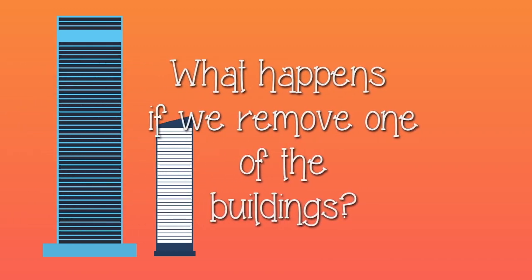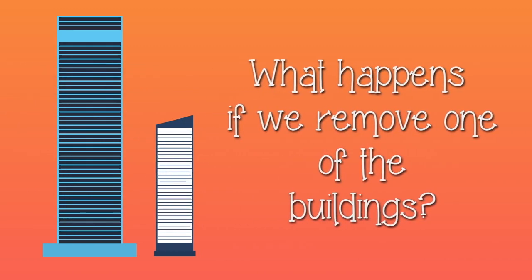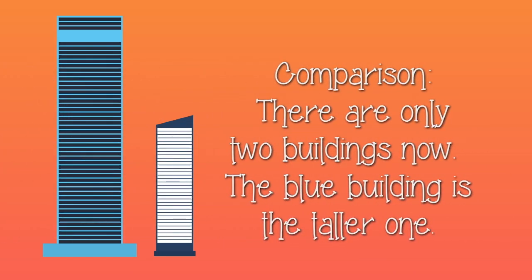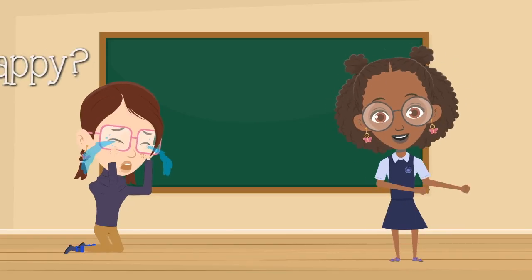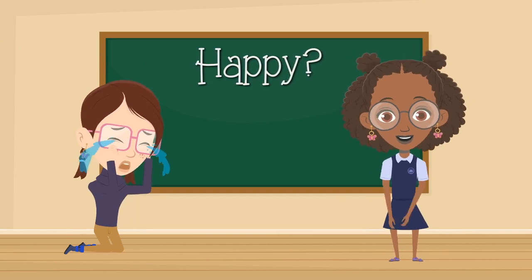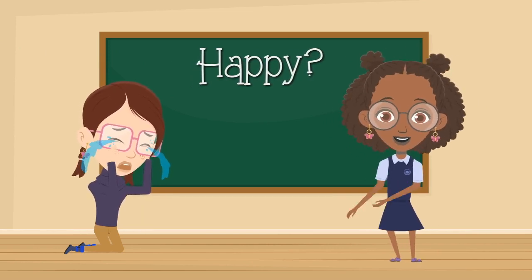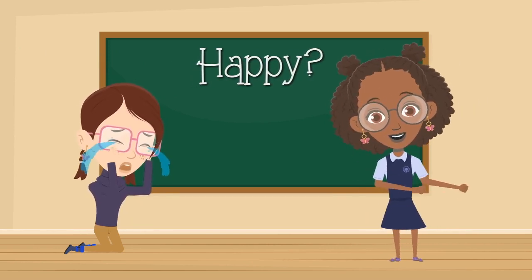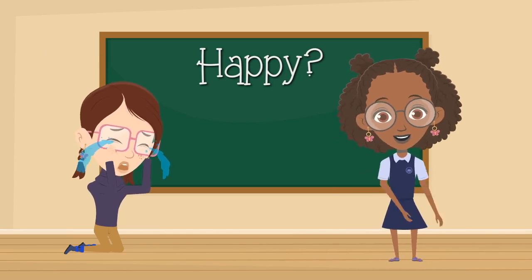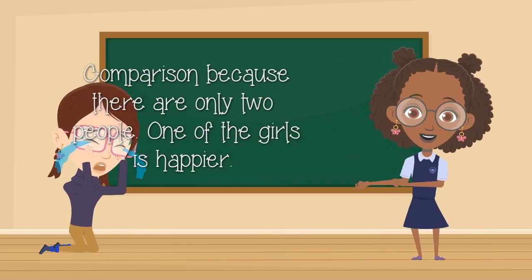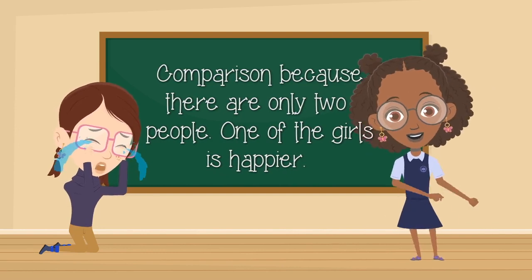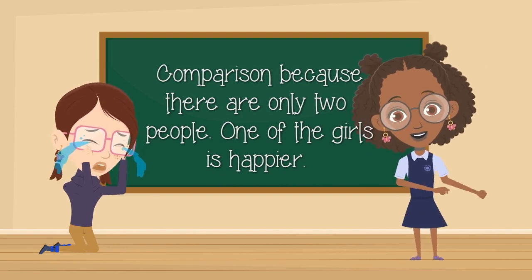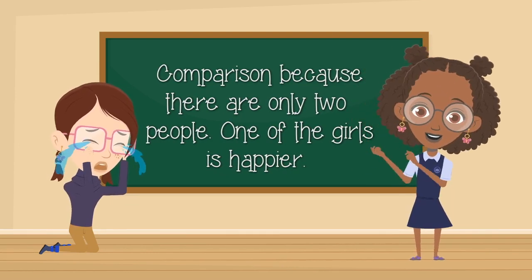What happens if we remove one of the buildings? If we do that, we use the comparison word taller because there are only two buildings now. Let's look at the word happy. Based on the picture, would you use the comparison or the superlative form? You're going to use the comparison form because clearly one of the two girls is happier than the other.